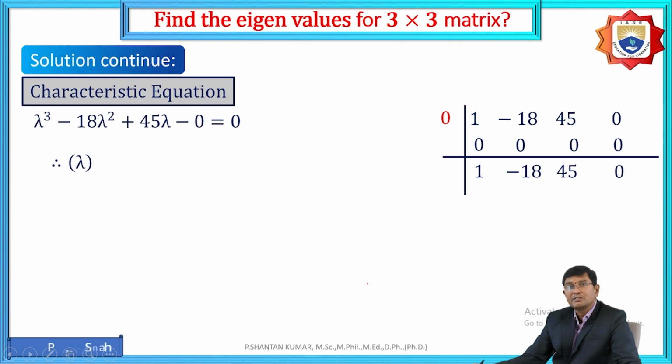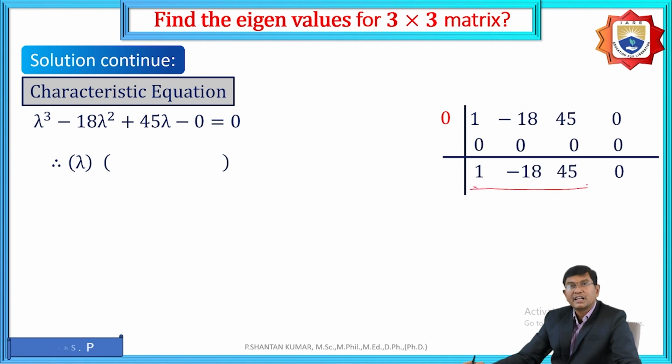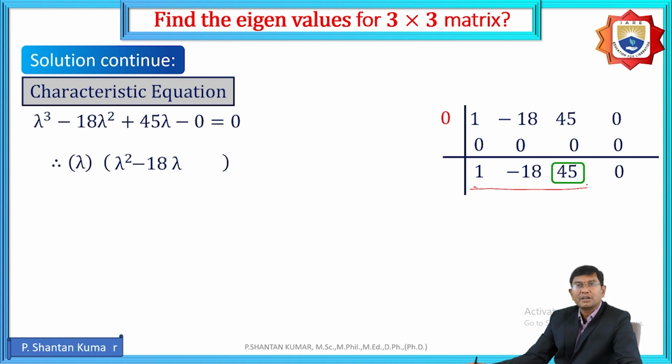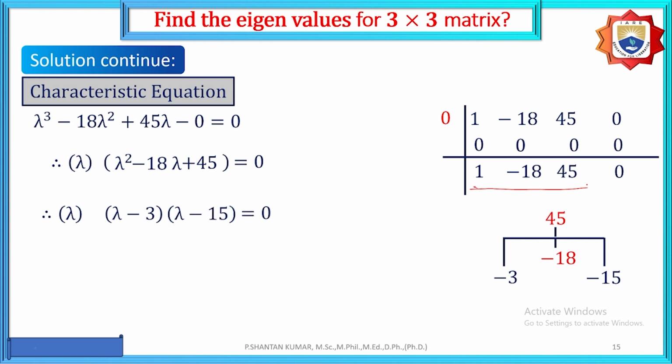Here is the second order quadratic equation: lambda square minus 18 lambda plus 45 is equal to 0. This is the remaining part, according to the first method, like synthetic division. Here, by factorizing 45, the terms are minus 3 and minus 15, which means lambda minus 3 and lambda minus 15. Therefore, lambda is equal to 0, 3, 15.